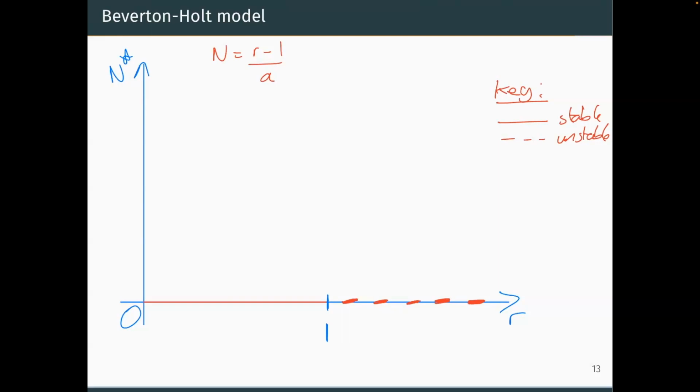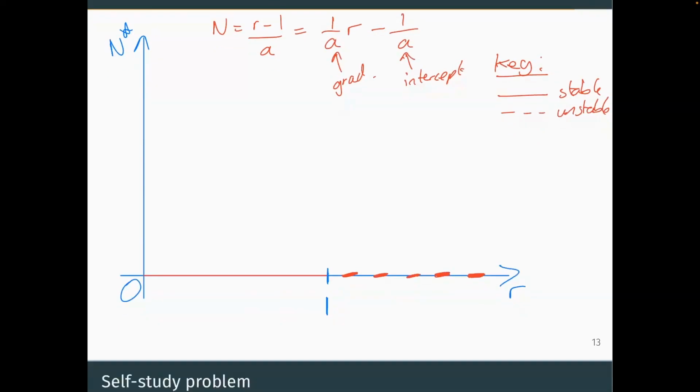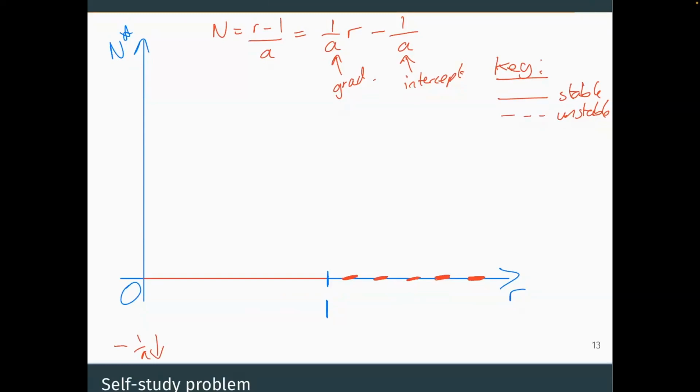It's just linear. Exactly, yeah. So if it helps, we can write this as 1 over A times R, minus 1 over A. This is our intercept. And this is our gradient. Okay, so it's just the equation of a straight line. A is positive here. So that means that we're going to be intercepting at minus 1 over A, somewhere down here. And we're going to have a slope, let's say looks something like this.